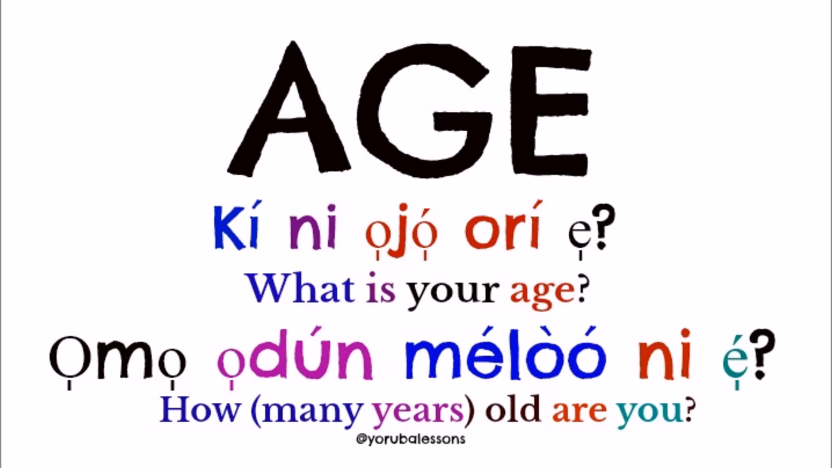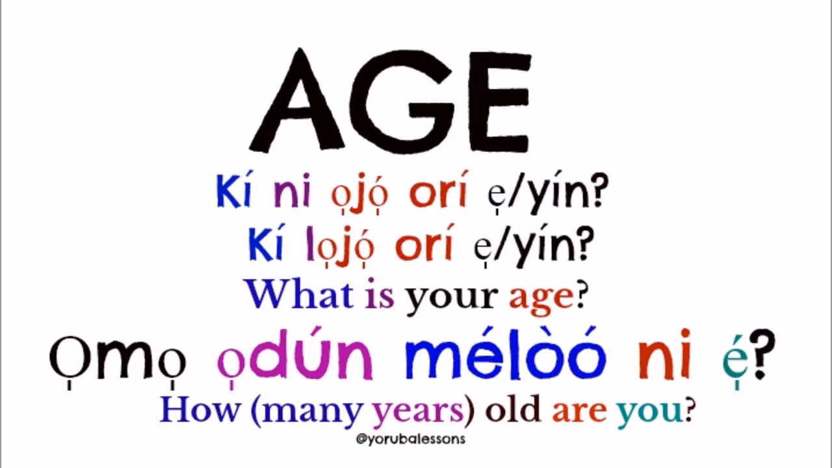Another one is age. So if you want to ask someone directly what is your age, it would be Kini ojo ori e, or if it's someone that is older than you or more than one person, whether or not each of them or all of them are older than you or younger than you, basically the plural pronoun for your would be kini ojo ori ni. And you could also say ki lojo, instead of ni ojo it would be ki lojo. You would replace the ni with an L and it would form one word. So ki lojo ori e, that's another way of saying it.